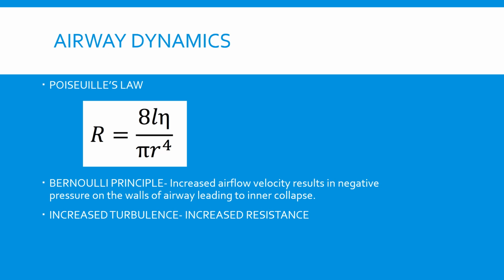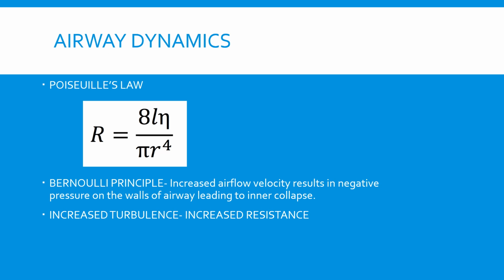Coming to the airway dynamics, Poiseuille's law states that the resistance is inversely proportional to the fourth power of the radius. So if there is an airway obstruction of 50%, the resistance is increased to about 16 times. And according to Bernoulli's principle, increased airflow velocity results in negative pressure on the walls of the airway, which leads to inner collapse, further increasing resistance. And when the turbulence increases, again there is increased resistance.